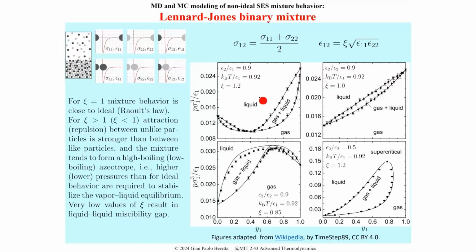If you change xi to greater than 1, you get a non-ideal mixture behavior with an azeotrope at this composition. If you change xi from 1.2 to 0.85, it goes on the other side, so it's an upper azeotrope, lower azeotrope.